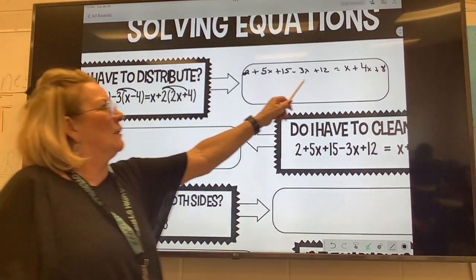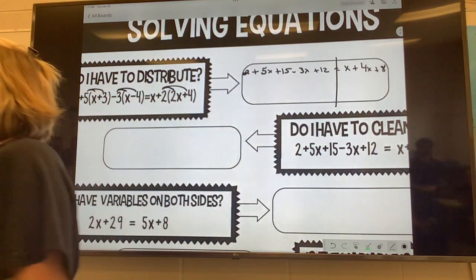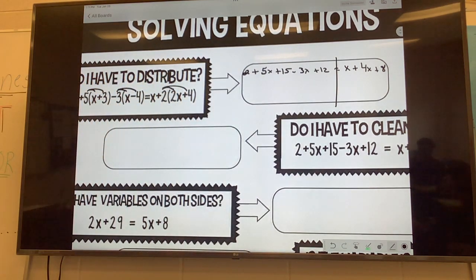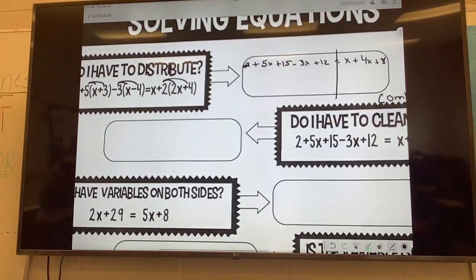Now, whenever they're really long like this, I like to put a wall so I can reference one side opposed to the other. Because now it says we're going to clean it up. That means combine like terms. That's what I call it. You're going to combine like terms, and you're going to put that on this next place down here. So we got to go in and find what are our like terms. We have a 5x and a negative 3x. I also have a 2, a 15, and a 12.